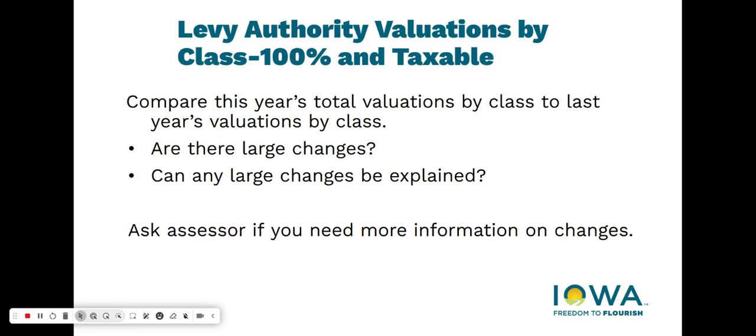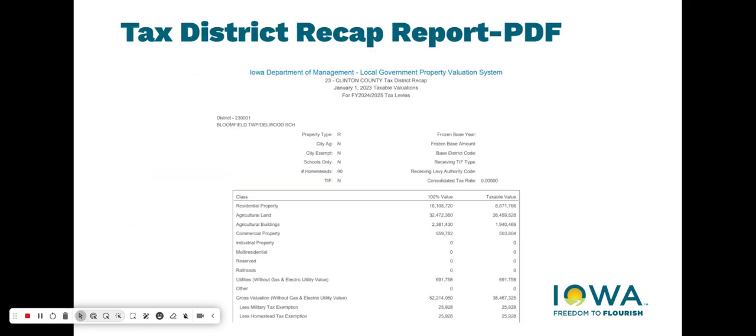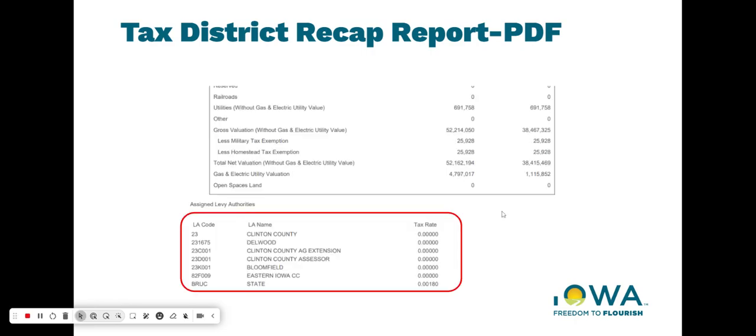And if it has those sorts of implications, you can also just visit with your assessor. They might be able to help you understand some of the valuation change trends that could be happening within the county. A very important report to look at, and one that I think is one of the most helpful, is a tax district recap report. There is a PDF version, and this looks very much like how I showed you before, the data you submit to Department of Management. At the top, it has information about that particular tax district, all its various flags, and then it lists for that tax district the 100% value and taxable value by class.